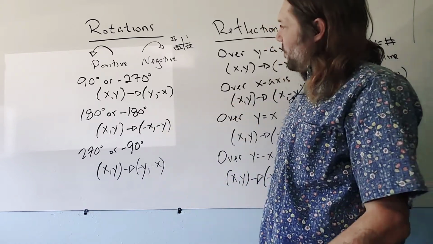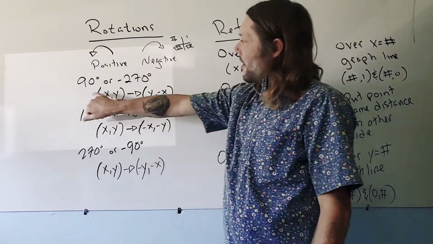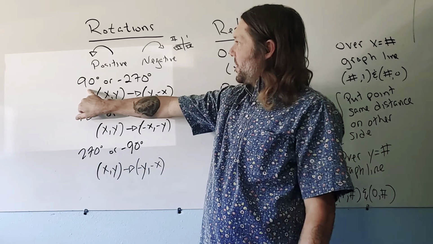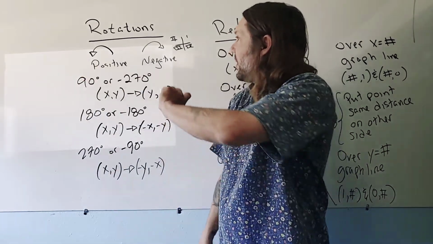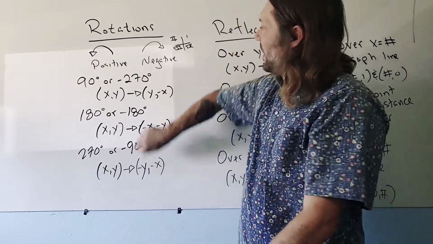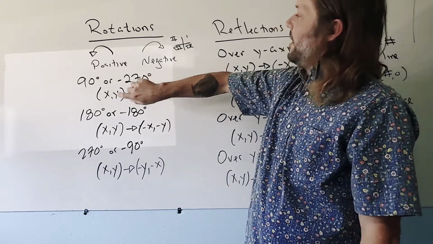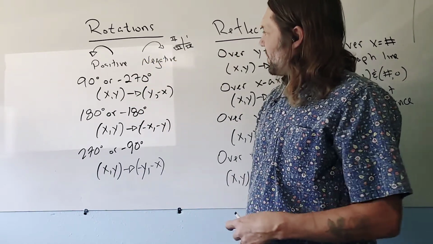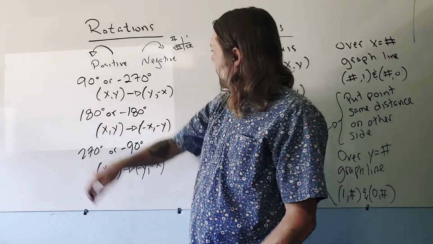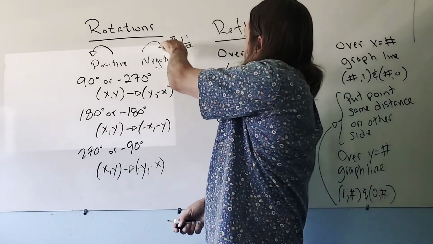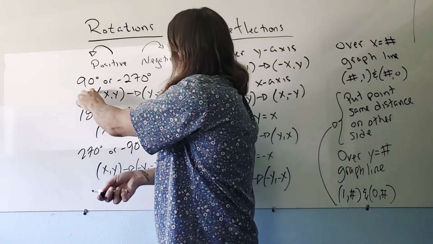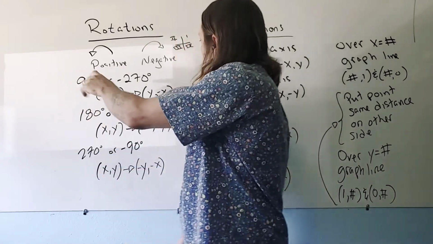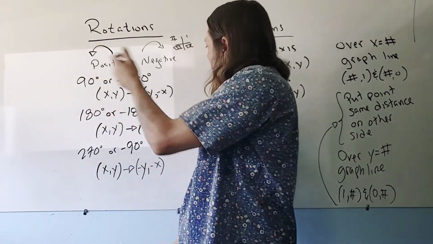I wrote down the rules. A 90-degree rotation, since it's positive, we're going in the counterclockwise direction. A negative 270-degree rotation means we go clockwise. We're going to end up in the same location. Remember, every 90 degrees you rotate, you're moving 1 quadrant over. So this would be 1 quadrant to the left. This would go 3 quadrants. So you're going to end up in the same place.